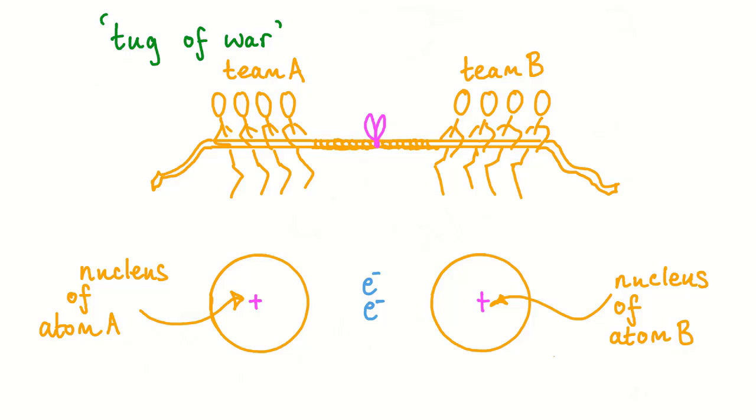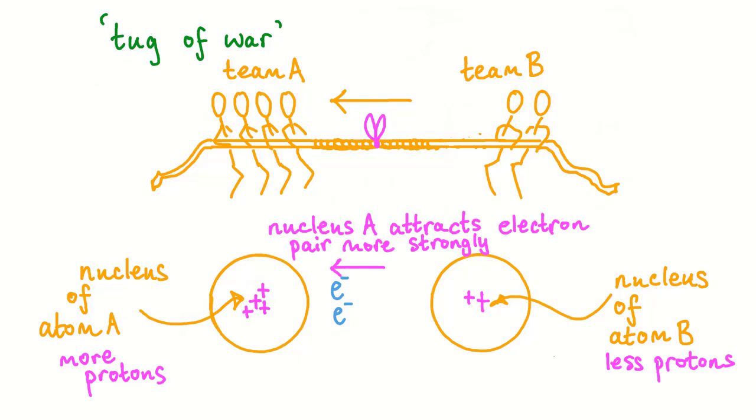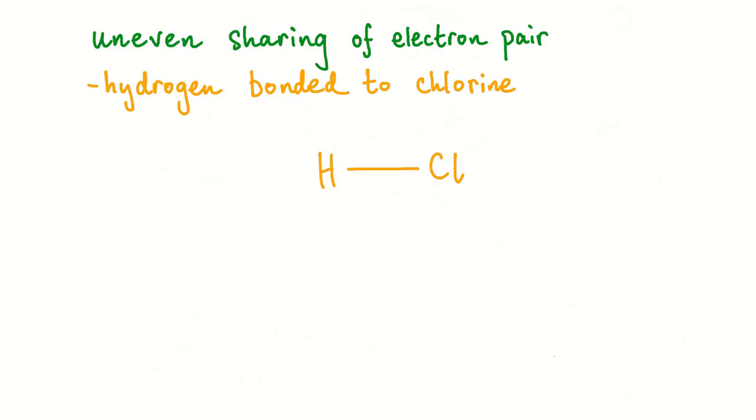It is reasonable to assume that a larger nucleus with more protons will behave like a larger or stronger team of people in a tug of war. A larger nucleus will attract the shared pair of electrons in a covalent bond more strongly than a smaller nucleus with fewer protons. When two different atoms are bonded together in a covalent bond, we may see uneven sharing or less than perfect sharing of the electron pair in the covalent bond.